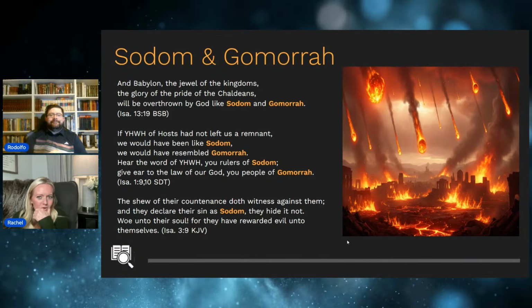Okay. So with what I was thinking about Sodom and Gomorrah, it's mentioned three times in Isaiah. I was saying to you, Rodolfo and Cameron, earlier that I always just thought of Sodom and Gomorrah as a type of destruction. And in the first two verses of chapter 1, and then in 1:9, it seems to point to that. Chapter 1 says, if the Lord of hosts had not left us a remnant, we would have been like Sodom. We would have resembled Gomorrah. Hear the word of the Lord, you rulers of Sodom. Give ear to the law of our God, you people of Gomorrah.